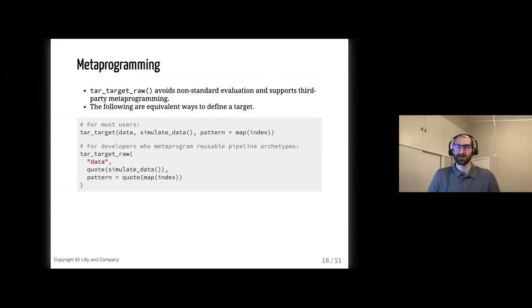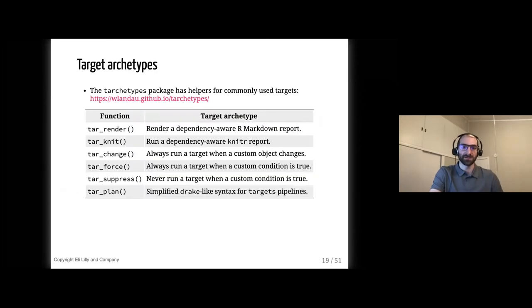But targets anticipates this. It resists having a domain specific language, and it allows you to interact with the interface to define a pipeline and optionally opt out of any non-standard evaluation. And this allows people to develop custom interfaces. And it's the reason why I've started to tap into it with the tarchetypes package, which defines a bunch of archetypes to make things like interaction with R Markdown reports, in a way that accounts for dependencies, a far easier task. And I'll demonstrate R Markdown integration later on.